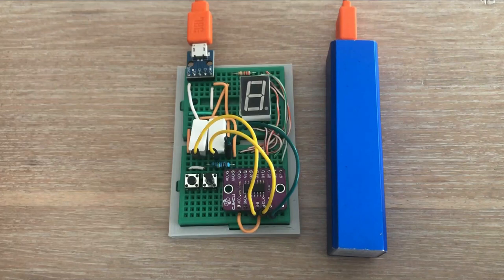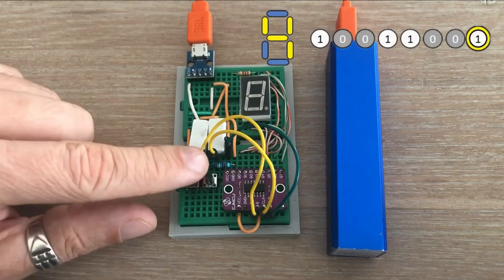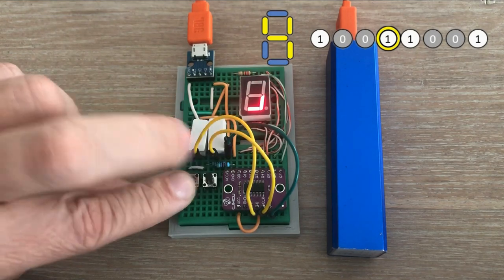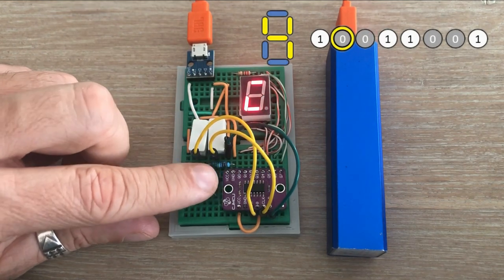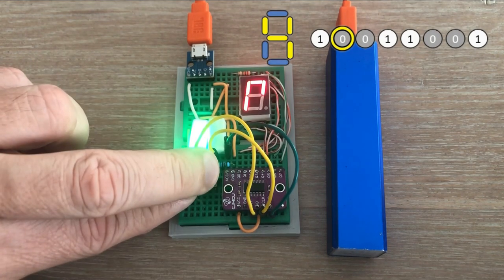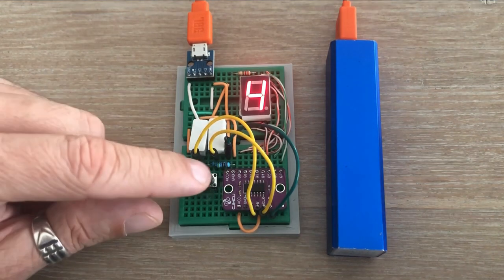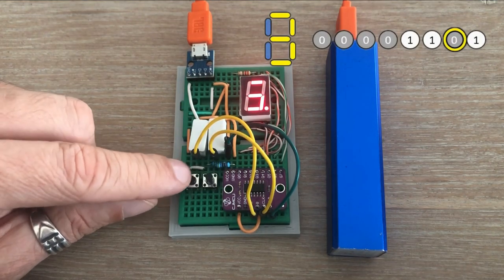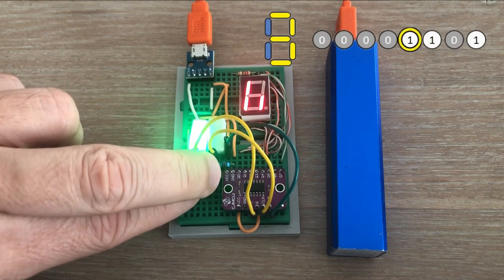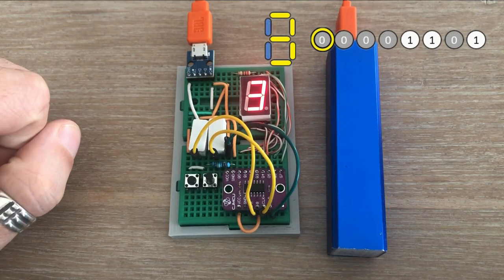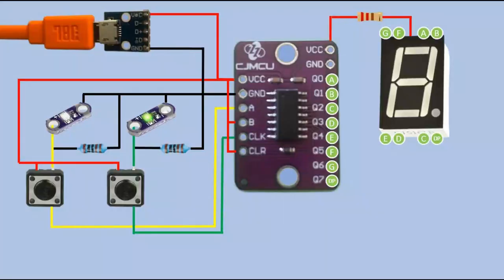Let's check if we can push in the sequence of bits that will display a single digit. Let's take digit 4. Here's the sequence. Done. Let's do another one, 3 for instance. Done again. So, having full understanding of how the 164 shift register works, let's connect it to Arduino.